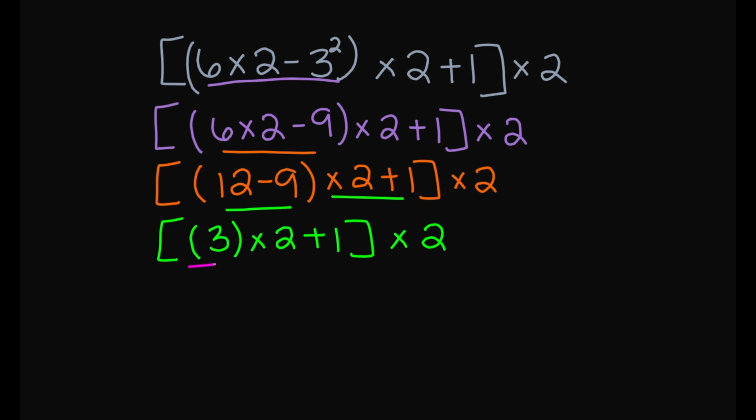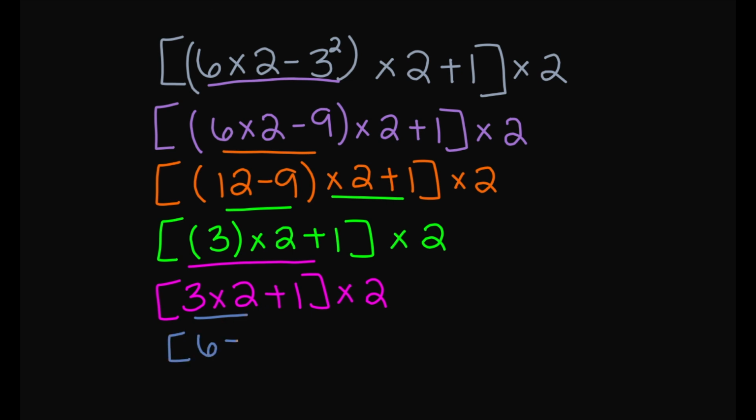So now we're going to work inside my bracket. So we have 3 times 2 plus 1, and then times 2. Inside my bracket, remember you do need to multiply before you add. So 3 times 2 is going to equal 6, plus 1. So here you have 6 plus 1 inside my bracket, and then times 2. Inside the bracket, this is going to equal 7 times 2. And 7 times 2, your final answer is going to be 14. So your final answer is 14.